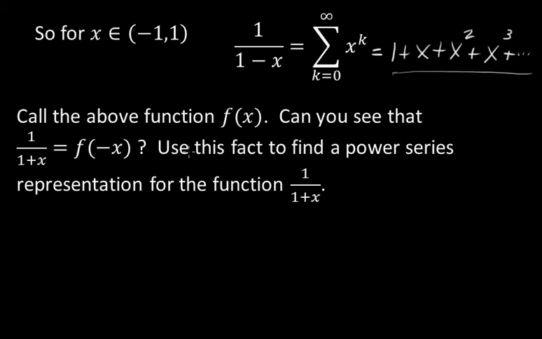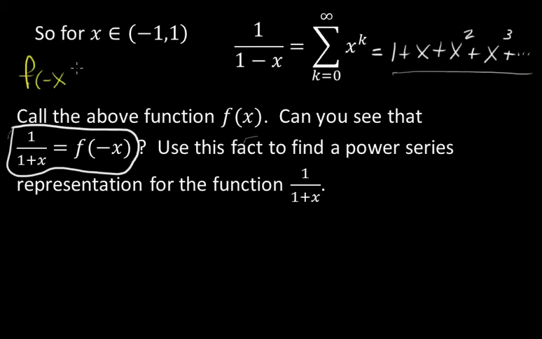So call the above function f of x equals 1 over 1 minus x. And it has domain minus 1, 1. We're not on the whole real line. Can you see that 1 over 1 plus x is f of minus x?